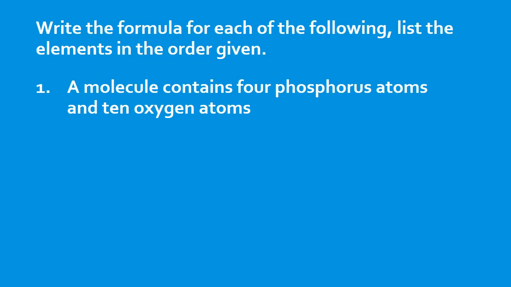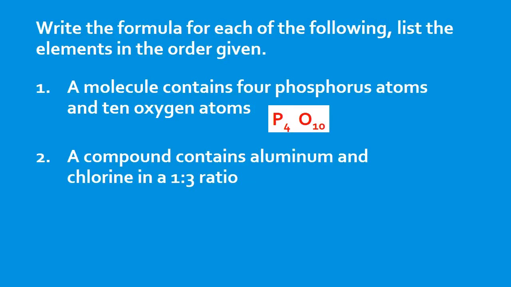So let's look at an example. We're going to write the formula for each of the following, and we'll list the elements in the order that they're given. If a molecule contains 4 phosphorus atoms and 10 oxygen atoms, how would we write the formula for this compound? Well, we start with writing the first element given to us, phosphorus. Since we have 4 phosphorus atoms, we use the symbol for phosphorus, which is P, and a subscript of 4. So that's P4. Then we have oxygen, and we have 10 of them. So for oxygen, we use the symbol O, and since we have 10, we use a subscript of 10: P4O10.